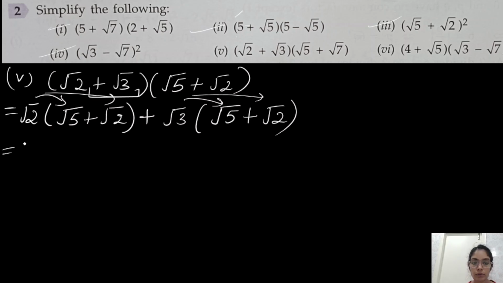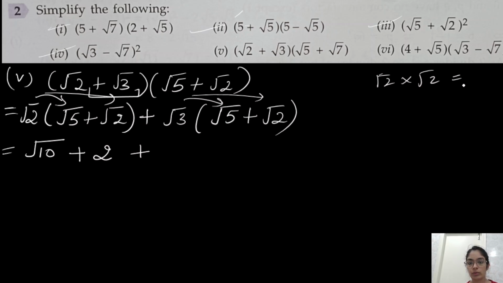So square root of 2 into square root of 5 is root 10, plus root 2 into root 2. Directly you can write it, don't write square root of 4 first of all. Directly you can write it as 2. I told you root 2 into root 2 is 2, root 4 into root 4 is 4, so that thing we can use. Now square root of 3 into square root of 5, this is square root of 15. And square root of 3 into square root of 2, this is equal to square root of 6.